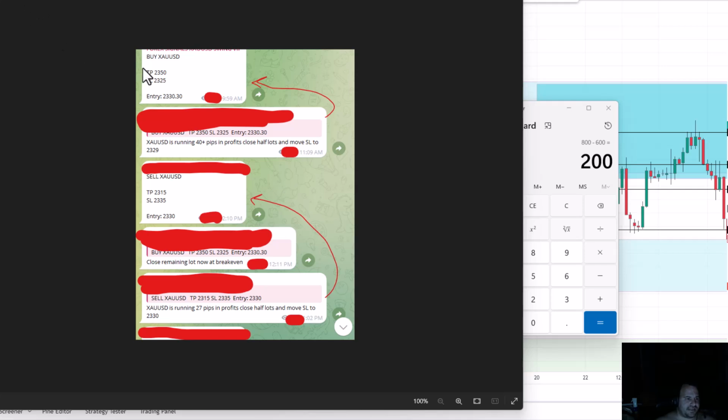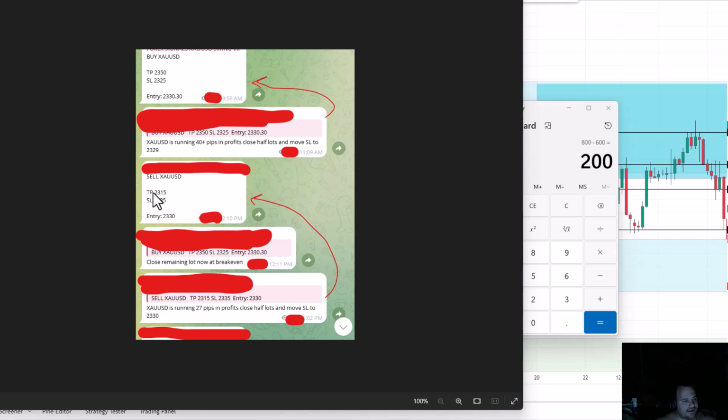Here we will see there is a buy position. This is the entry, 2,330, and he put the take profit at 2,350, which is 200 pips. And then after 40 pips, he said, take half of those. So in our case, it would be very good because it closed the position.